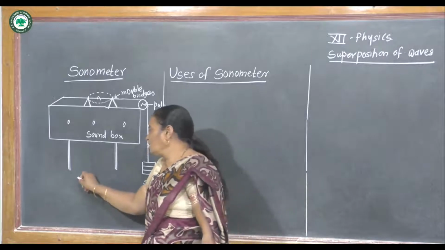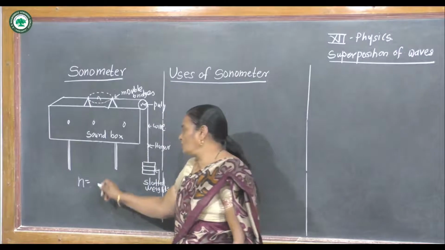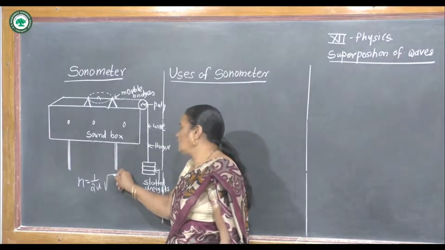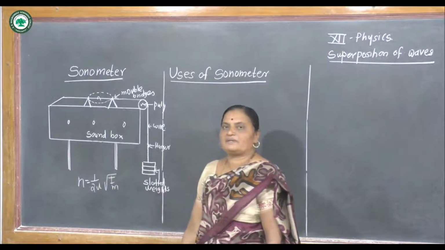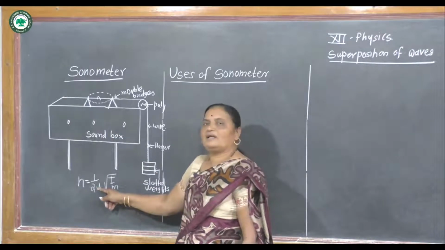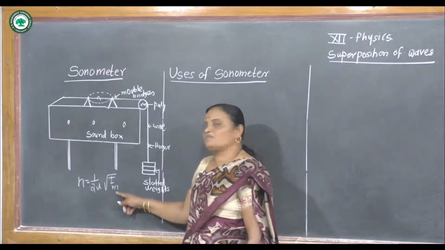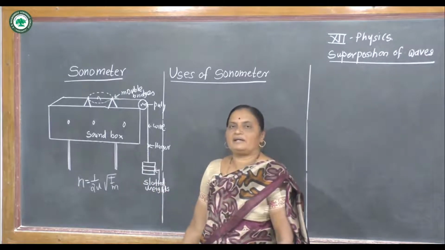Now here the fundamental frequency is given by N is equal to 1 upon 2L under root T upon M. Here N is the fundamental frequency of the tuning fork or natural frequency, L is the vibrating length, T is the tension applied, M is mass per unit length. Here we use the paper rider test.